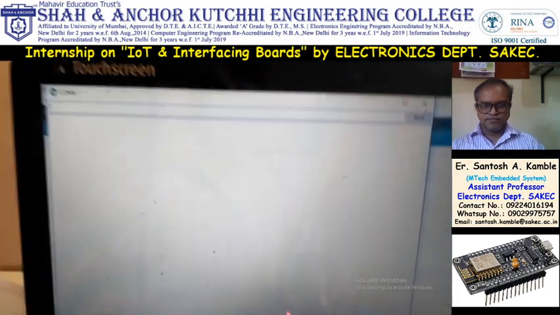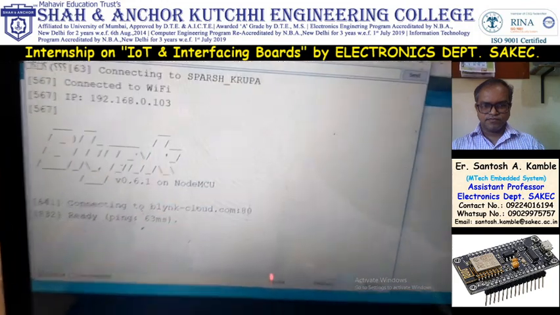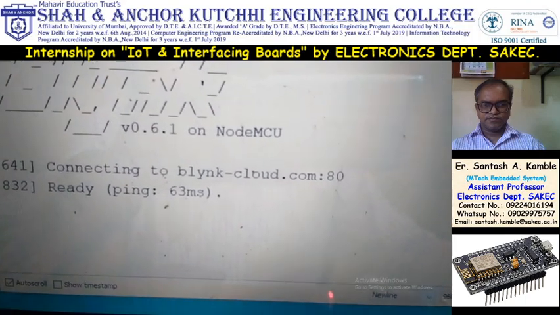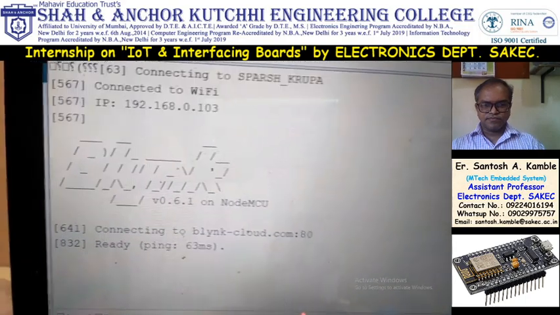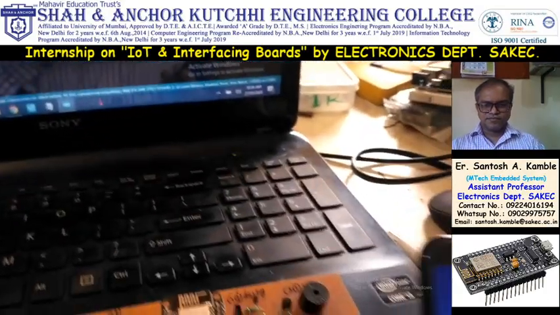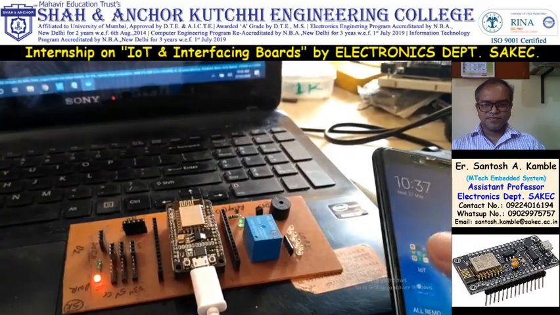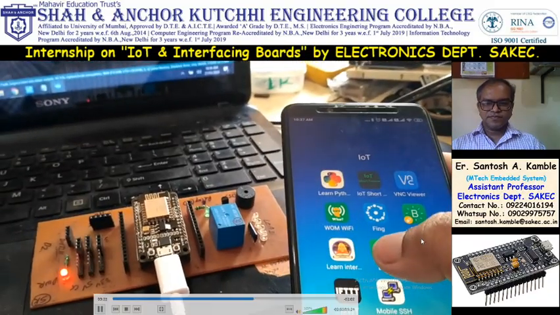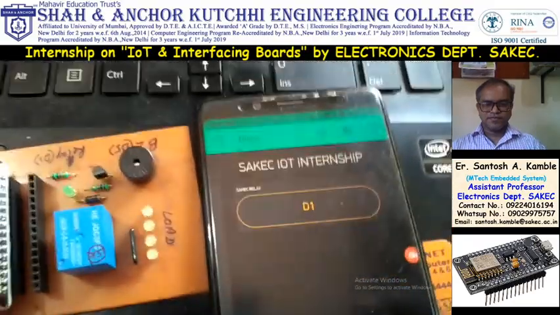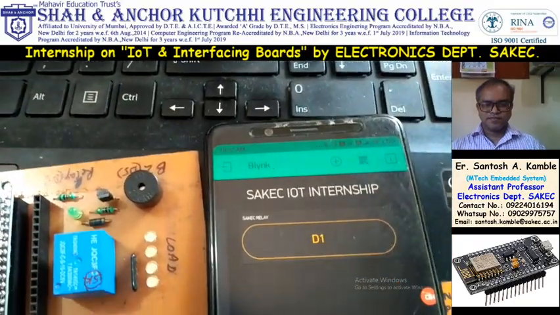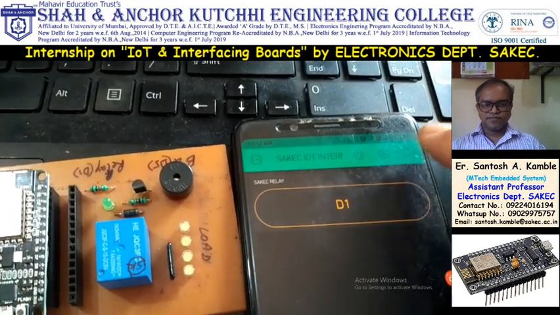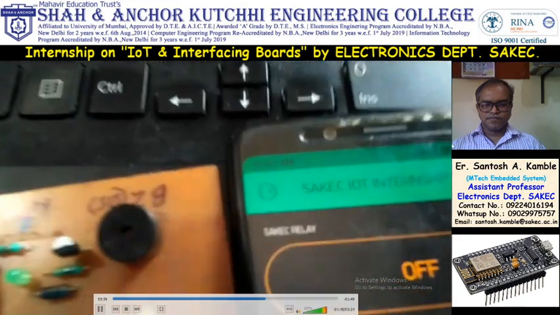In the serial monitor you have to wait until you get a ready signal. We are getting the ready signal, and here Blynk is shown. Ready means your NodeMCU is connected to WiFi and Blynk is ready to operate. Now we'll take our mobile and open our Blynk app. So this is my app. Right now it is not in the on condition, so I have to play it. I will click play. Now observe this.